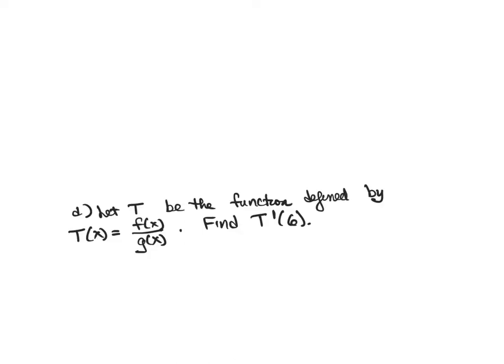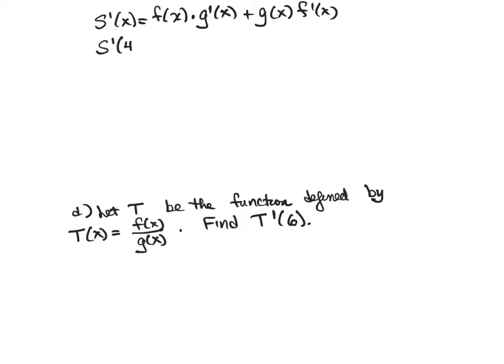All right, now for the next part, we're supposed to get the derivative of s at 4 if s of x is defined to be f of x times g of x. So all we need to write on the paper is that the derivative of s, using the product rule, is the first times the derivative of the second plus the second times the derivative of the first, and then we substitute a 4 for all the x's.